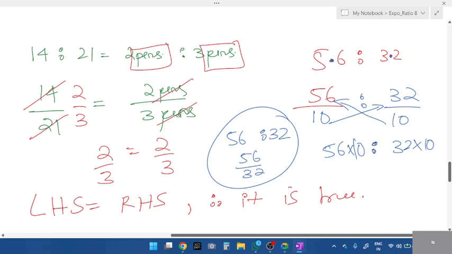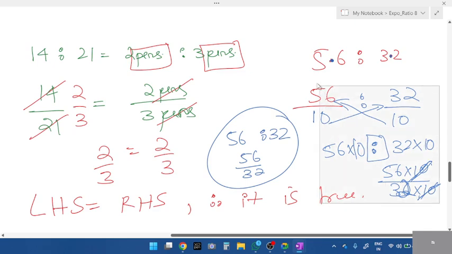How do you eliminate this is to symbol? 56 into 10 divided by 32 into 10. We are just bringing it down, right? We are dividing it. 10 and 10 gets cancelled. Right? All of you understood, students. Did you understand when decimal is given?